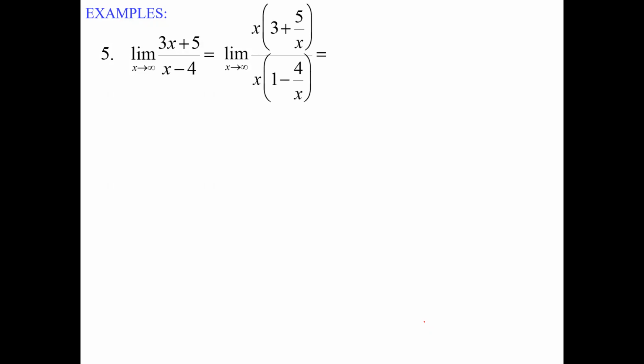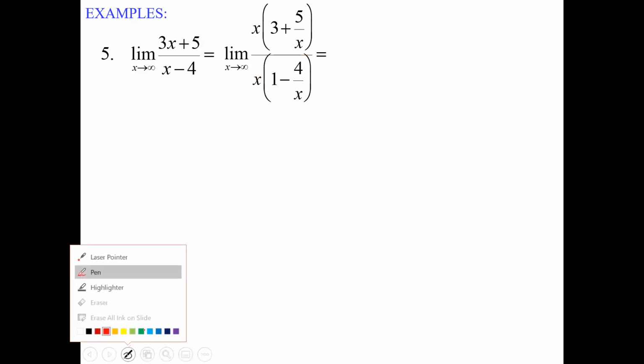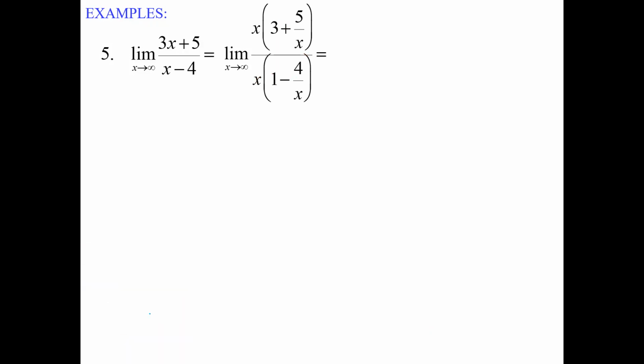Factoring out x, we're getting 3 plus 5 over x and 1 minus 4 over x. The same thing, this will become 0, this will become 0. And since they are the same function, we may cancel them out. It will be just 1 and 1. And what stays? The leading coefficients, 3 and 1. So we can see the answer will be 3 over 1, 3.